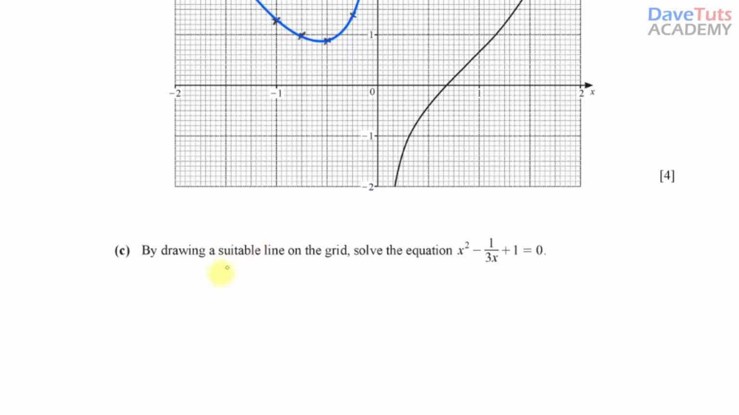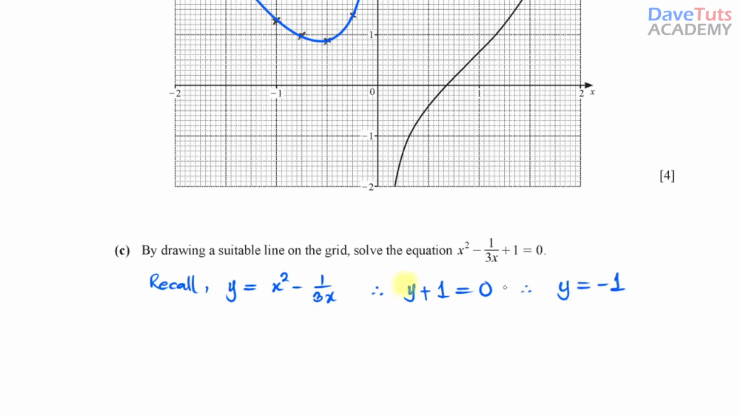So here we are told that by drawing a suitable line on the grid, we are to solve the equation x squared minus 1 over 3x plus y is 0. We need to recall that the value of y itself is x squared minus 1 over 3x. So in this equation, we can see that this whole expression is y. So if we want to put it as y, we can say y plus 1 is equal to 0, such that y is actually minus 1. We subtract 1 from both sides.